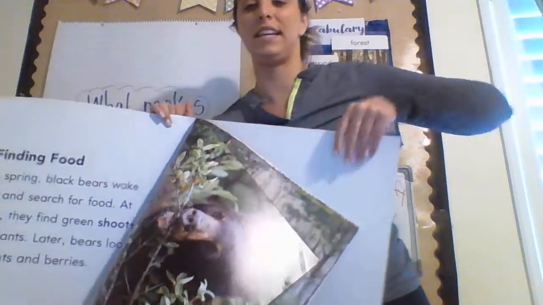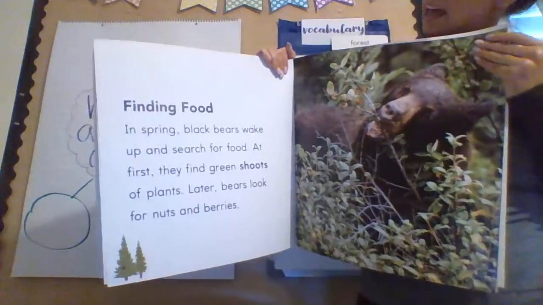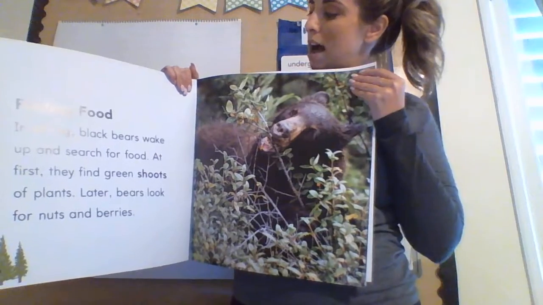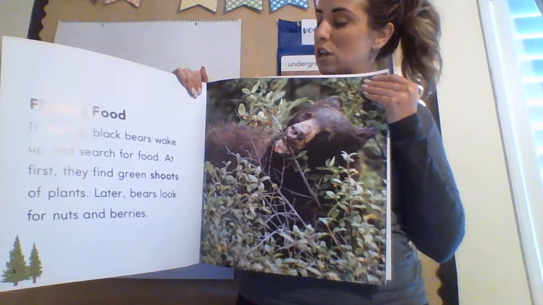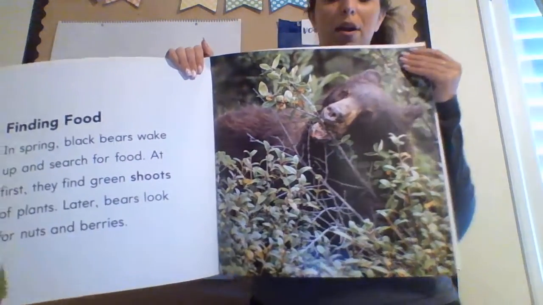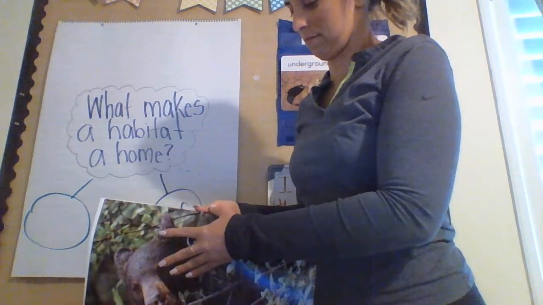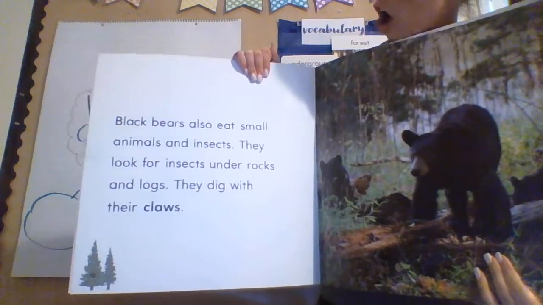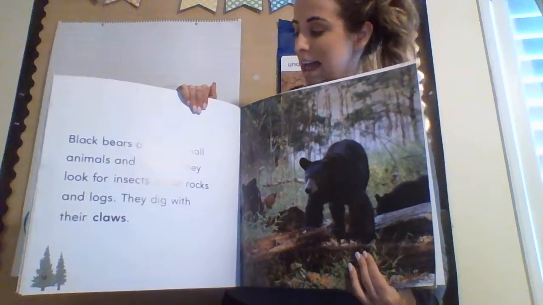All right, finding food. So I see another heading. In spring, black bears wake up and search for food. At first, they find green shoots of plants. Later, bears look for nuts and berries. All right. Black bears also eat small animals, which I did not know that, and insects.